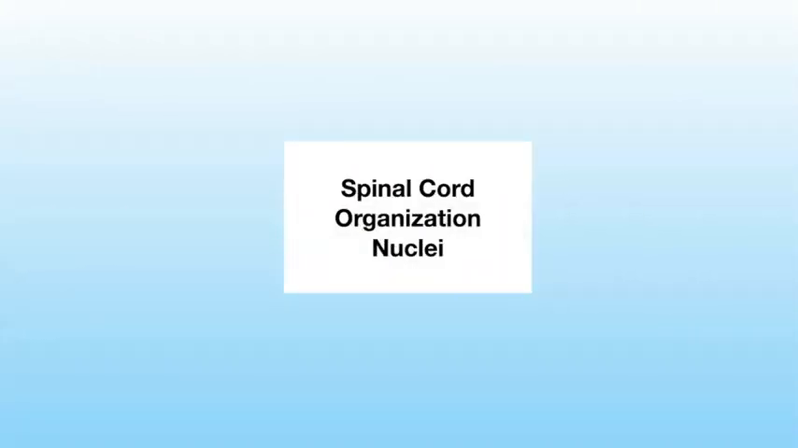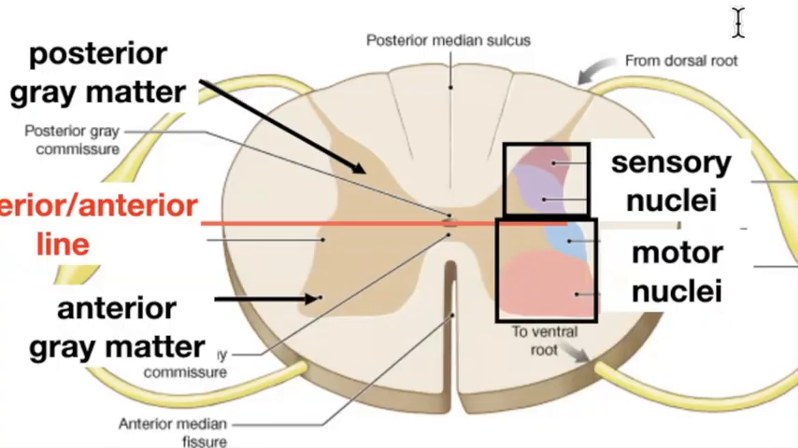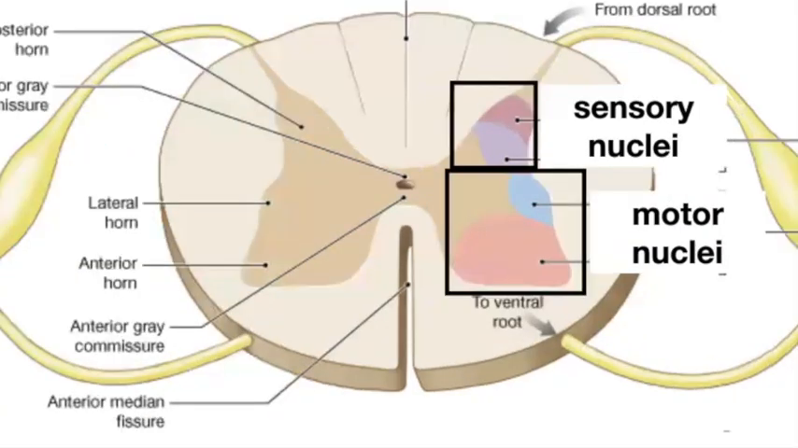Okay, now spinal cord organization of nuclei. Collections of cell bodies of neurons in the central nervous system are called nuclei. I don't know why they couldn't have thought of another word, but nuclei is what got used, and that's what we're stuck with. The posterior of the gray matter contains sensory nuclei, and the anterior of the gray matter in the spinal cord contains motor nuclei. The function of the neurons in the sensory nuclei is to receive sensory information from the periphery and send it to the brain. The function of the neurons in the motor nuclei is to receive motor commands from the brain and send the motor commands to the periphery.